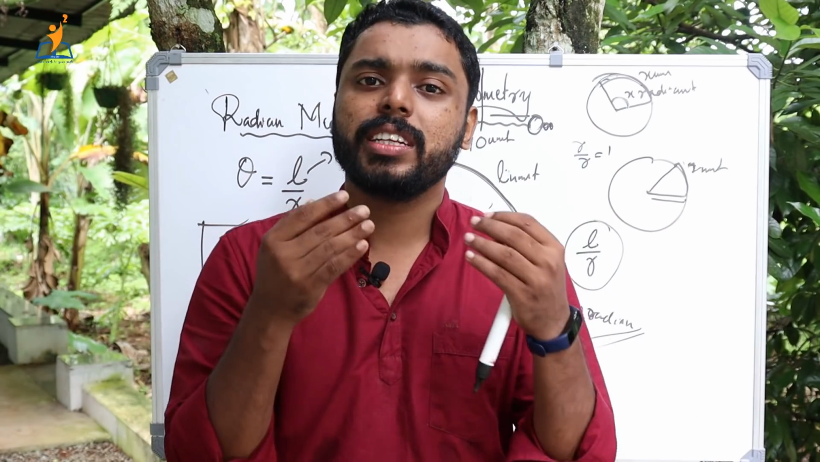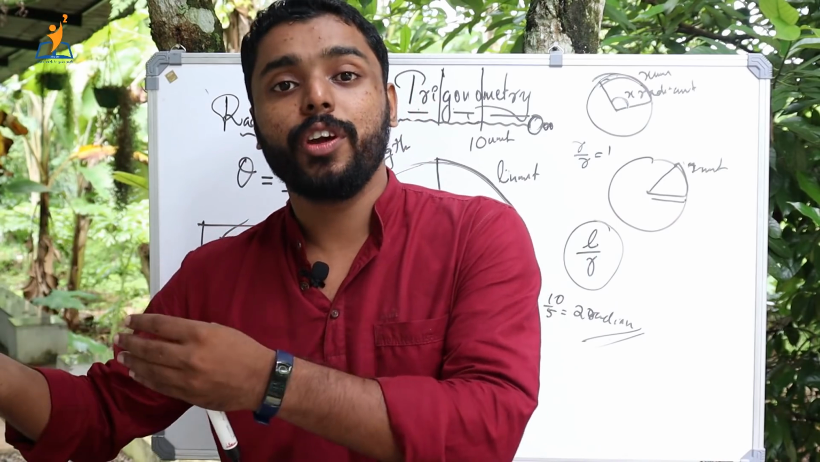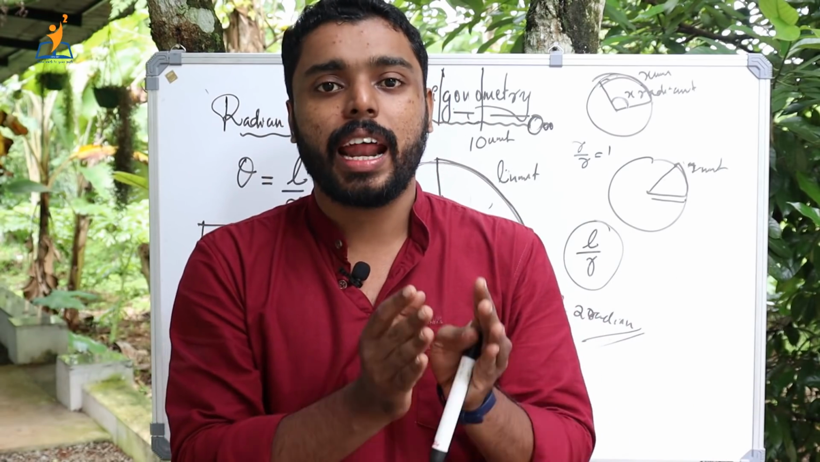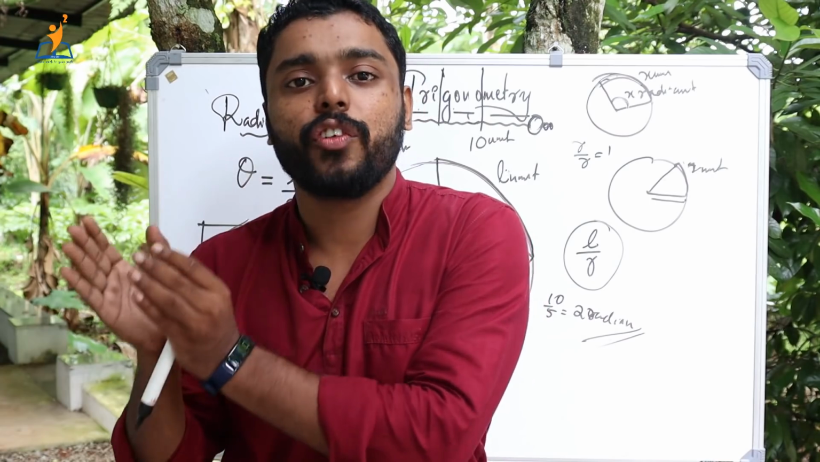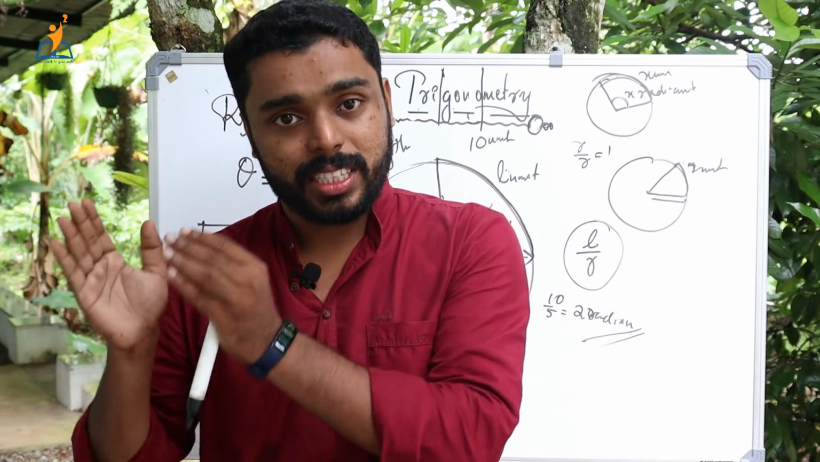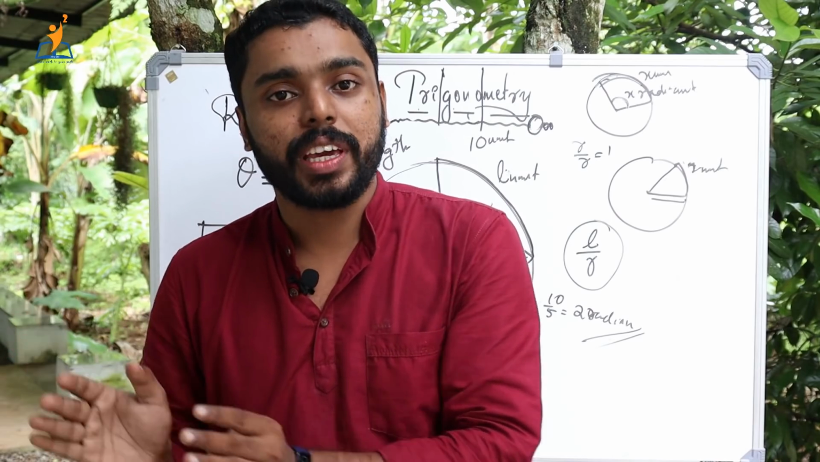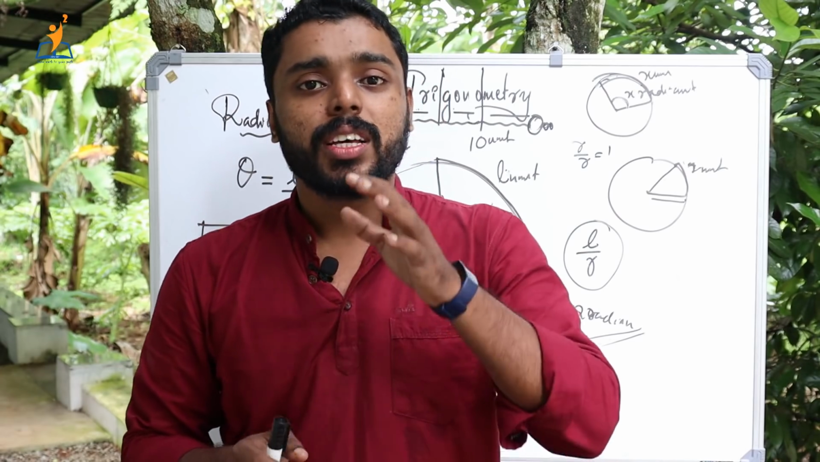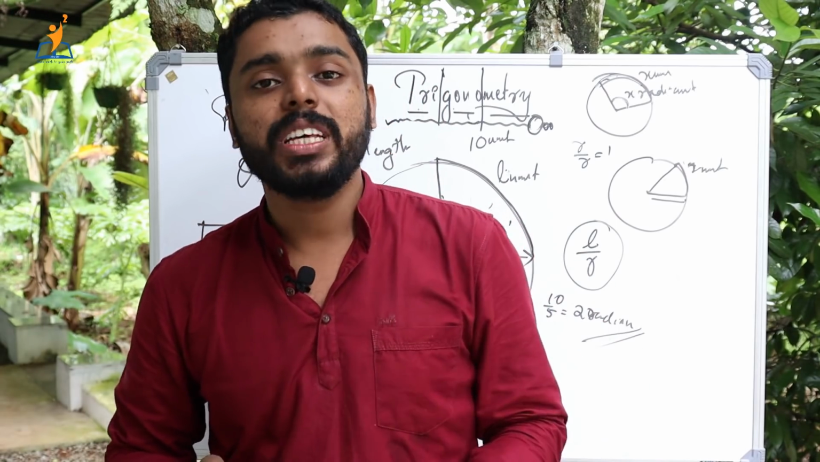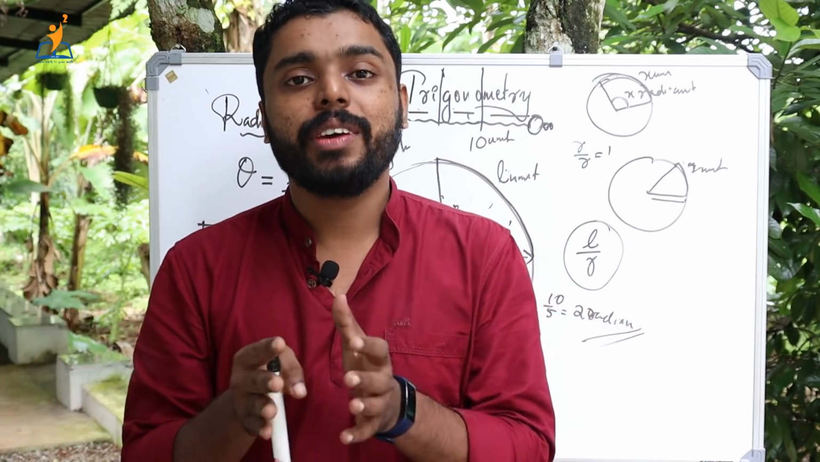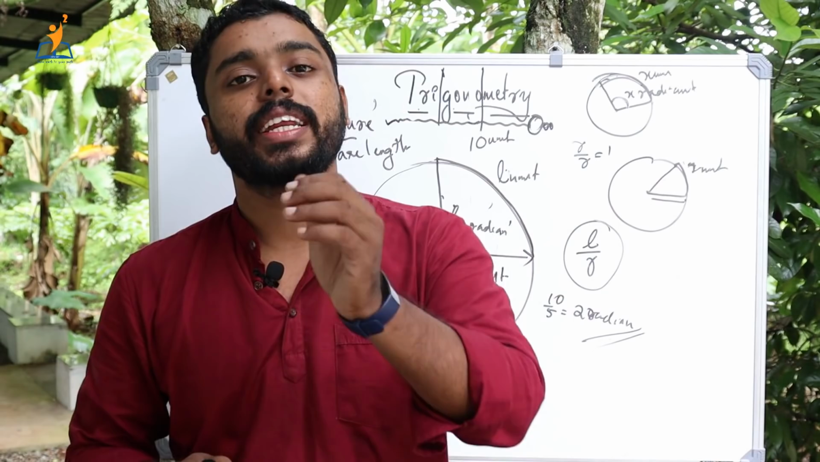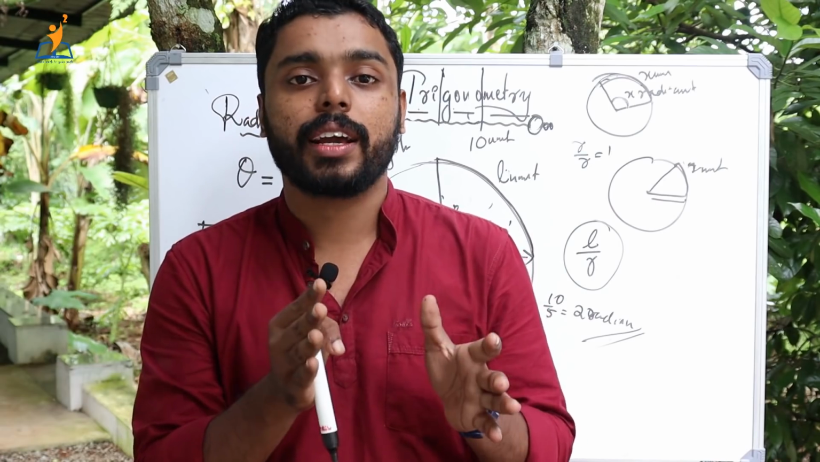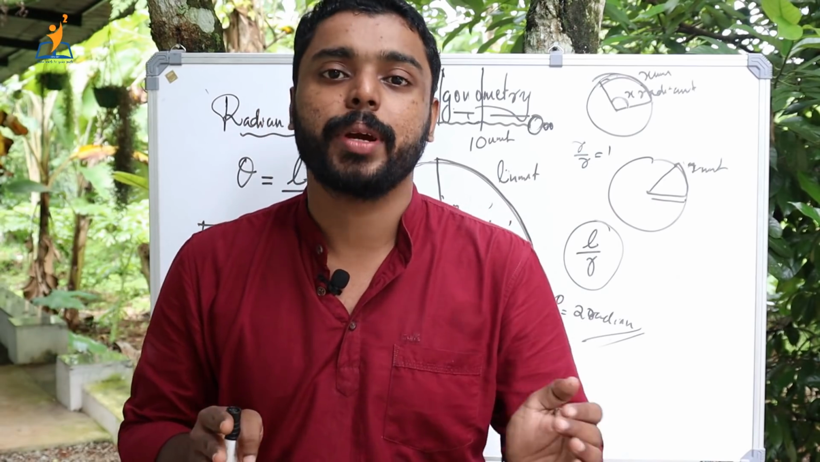You know that if we are given centimeters, we can convert to kilometers. If we are given seconds, we can convert to hours. Likewise, if we are given an angle in degree measure, we can easily convert it to radian measure. Similarly, if we are given an angle in radian measure, we can easily convert that angle to degree measure. So in the next class we are going to learn how we can convert between the two measures of angle, that is degree measure and radian measure.